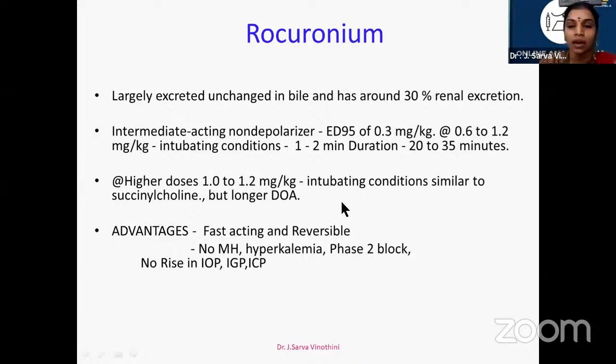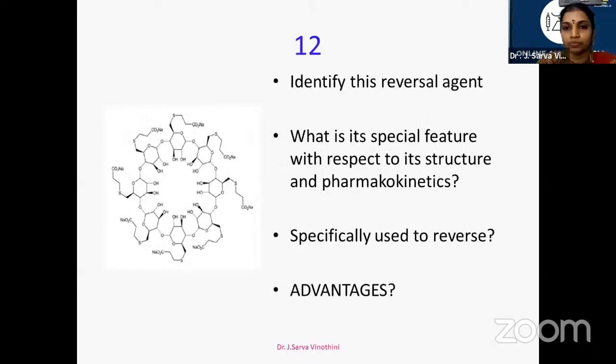The advantages are that rocuronium has almost replaced scolin in rapid sequence intubation, because it has no risk of malignant hyperthermia, no hyperkalemia, no risk of phase 2 block, and no rise in closed cavity pressures also. It is equally fast acting with higher doses, and it is reversible also. What is this reversal agent? What is its special feature with respect to its structure and pharmacokinetics? What is it specifically used to reverse, and what are the advantages?